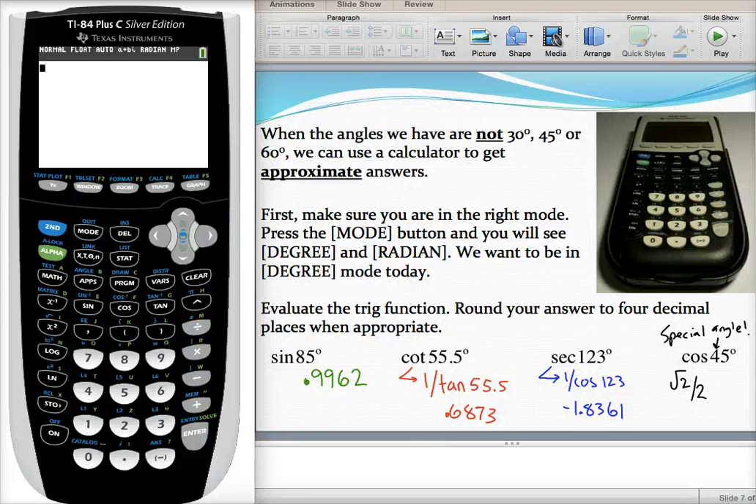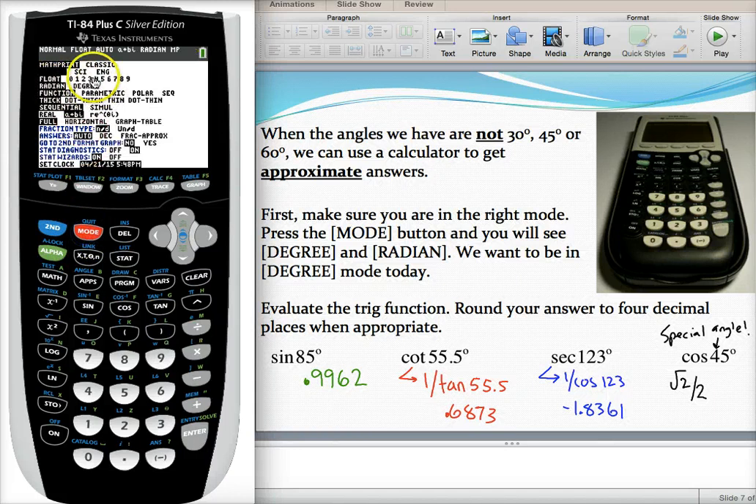Before we use our calculator to evaluate the 6 trig ratios, we want to make sure we're in the right mode. Because our angles this time are measured in degrees as opposed to radians, we want to make sure our calculator is in degree mode. So to check that, press the mode button, which is located right here. And if you scroll down, you want to make sure that degree is highlighted for working with degrees.